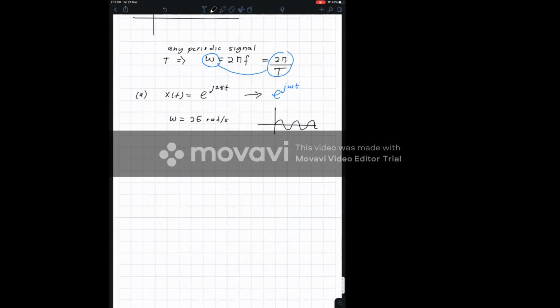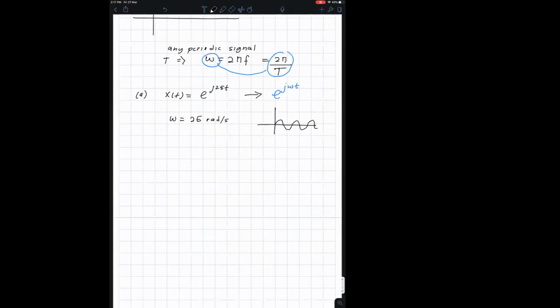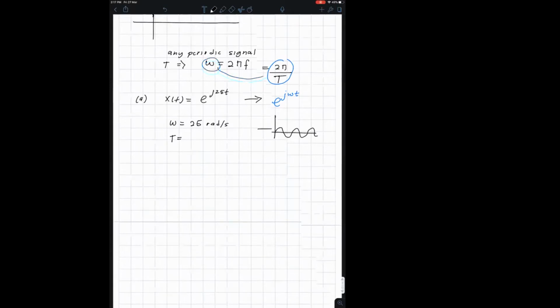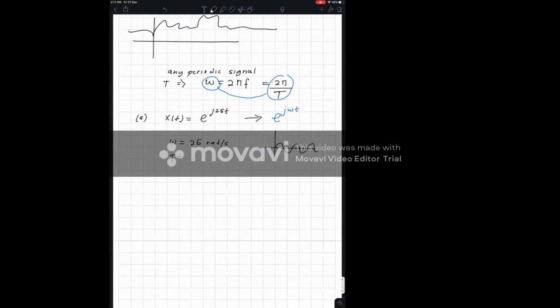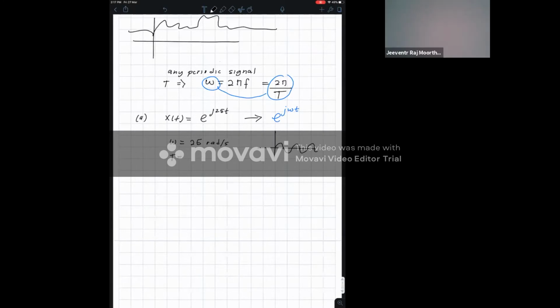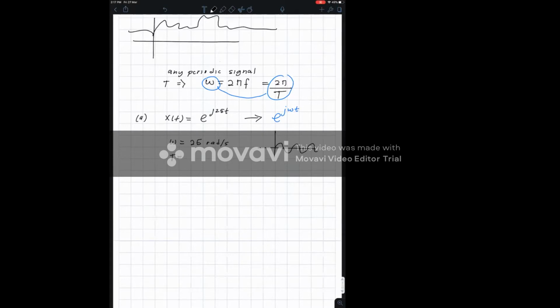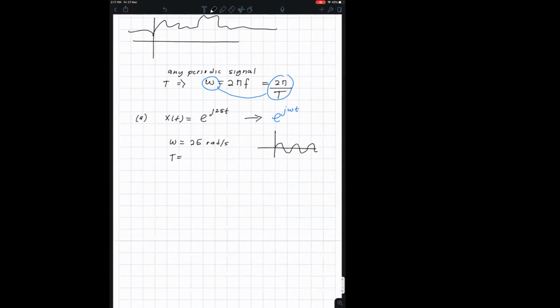So what is the period? Period is 2 pi over omega. So this is the period, that's the period T.